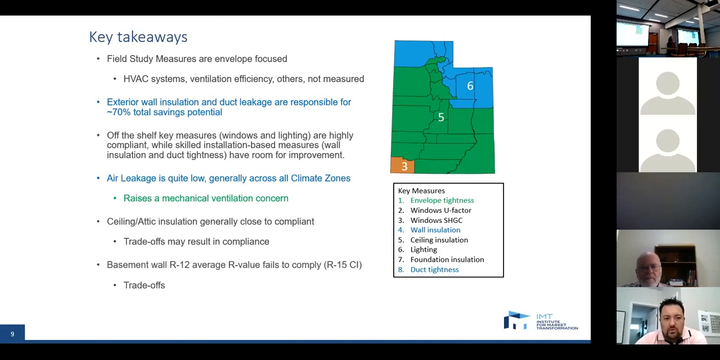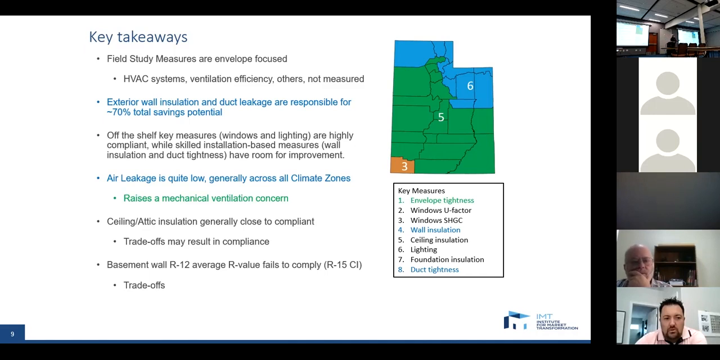The insulation of the exterior walls and fixing duct leakage accounts for 70% of the savings recognized through that study. Now this is modeling. It's not exact. It's as good as the information you put in, but the air leakage is quite low across all climate zones, which raises what concern?